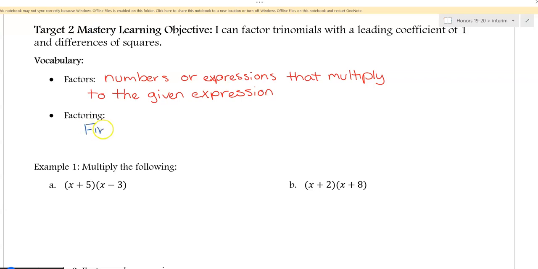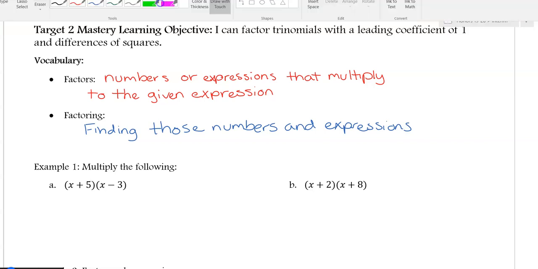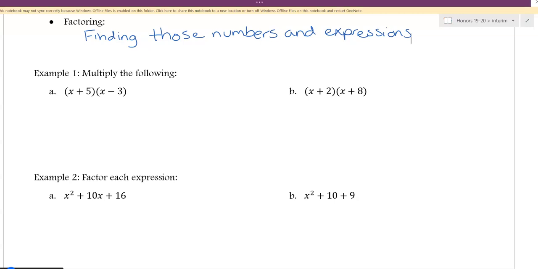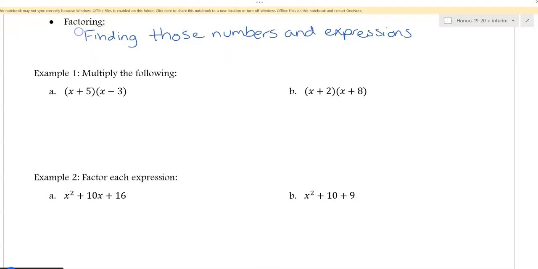So, we have x squared. Sorry. X squared minus 3x. And then we have 5x minus 15. So our final answer is x squared, negative 3x plus 5x is plus 2x, minus 15.